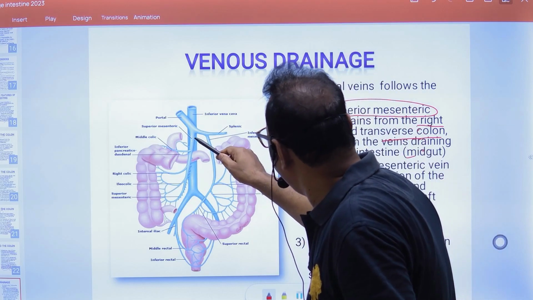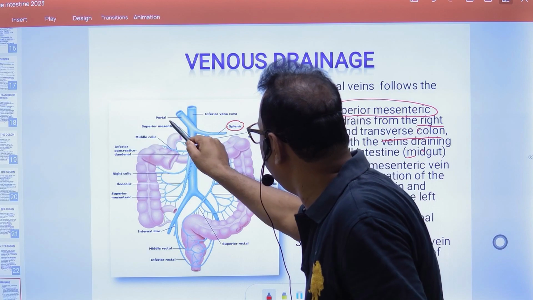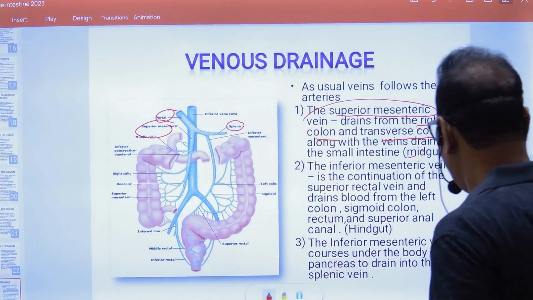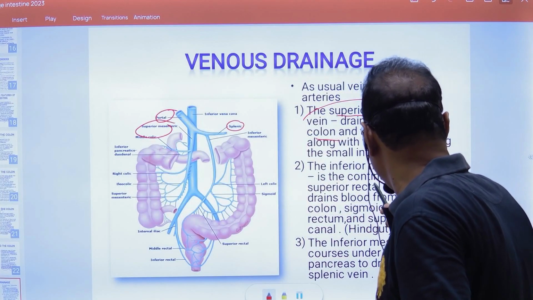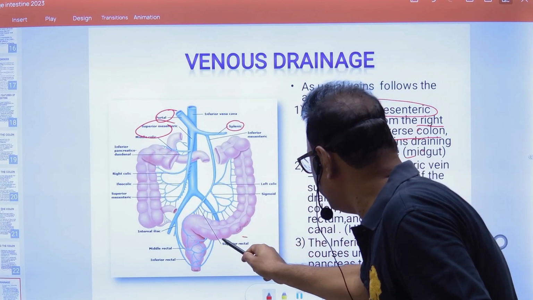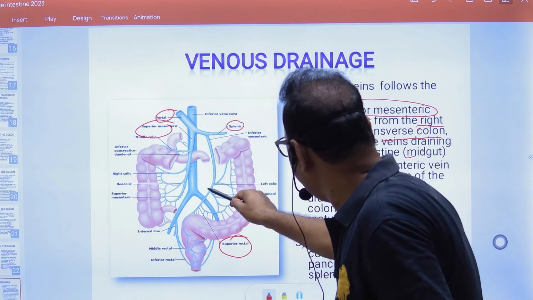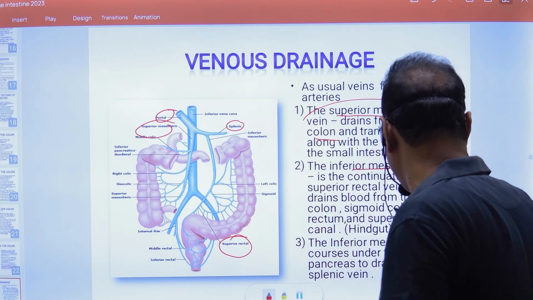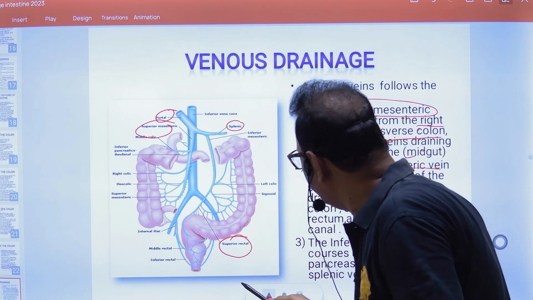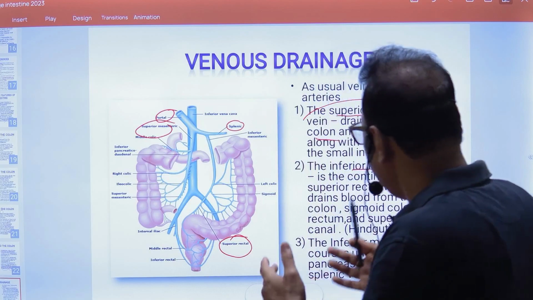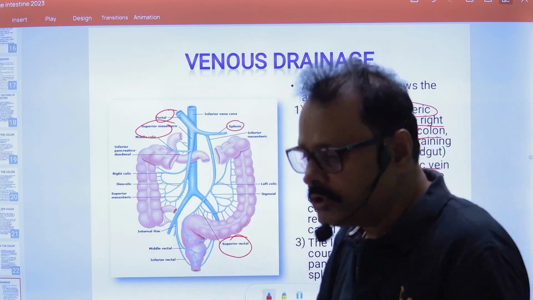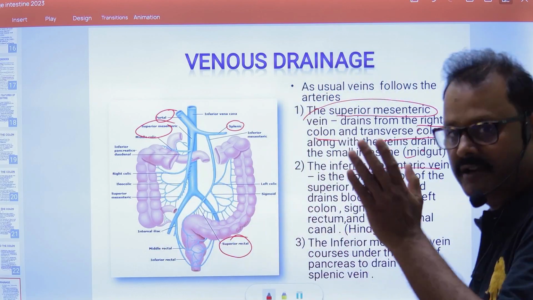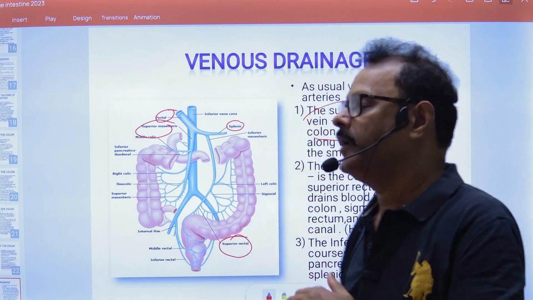This superior mesenteric vein joins the splenic vein to form the portal vein. The inferior mesenteric vein is the continuation of the superior rectal vein. This is the superior rectal vein, and it continues as the inferior mesenteric vein. It drains the blood from the portion of the large intestine which develops from the hindgut: the lateral third of the transverse colon, then the descending colon, sigmoid, and of course the rectum.